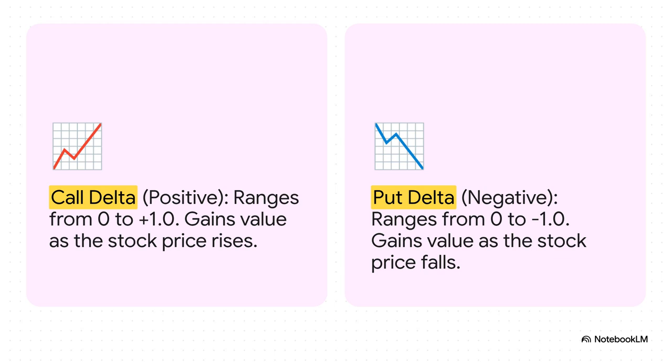Now, here's where we see a clear split. A call option's delta is always going to be a positive number, somewhere between 0 and a perfect 1.0, because with a call, you're betting the stock price is going up. On the flip side, a put option's delta is always negative, between 0 and minus 1.0, because you're betting the stock is going to fall. They're basically perfect opposites, and the deltas show you that in black and white.